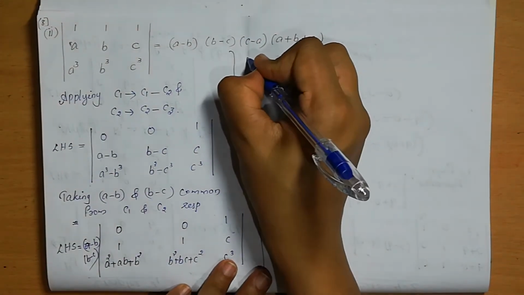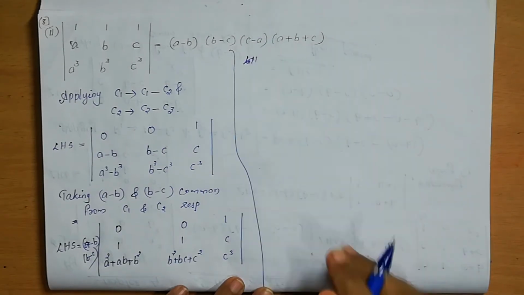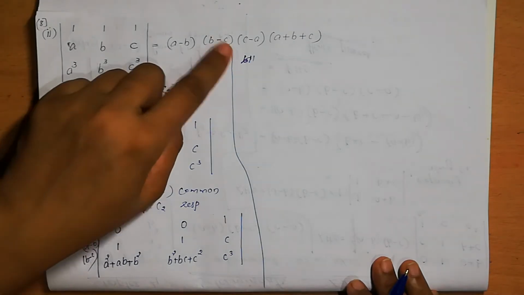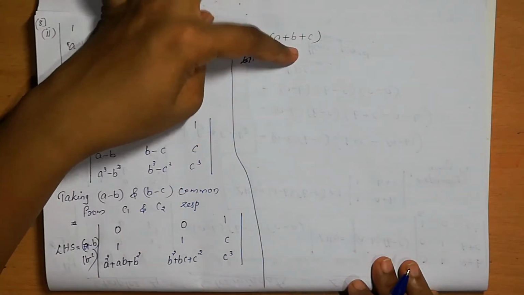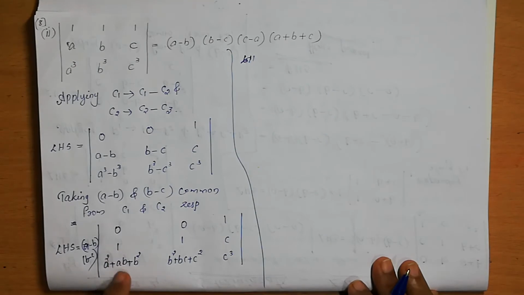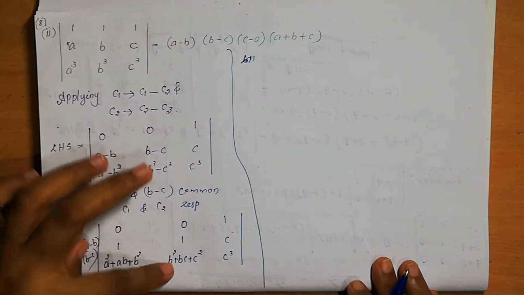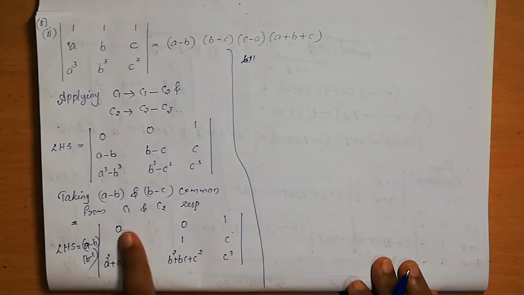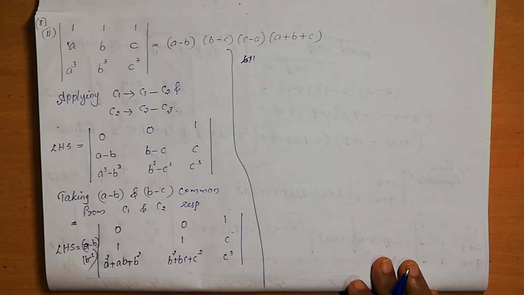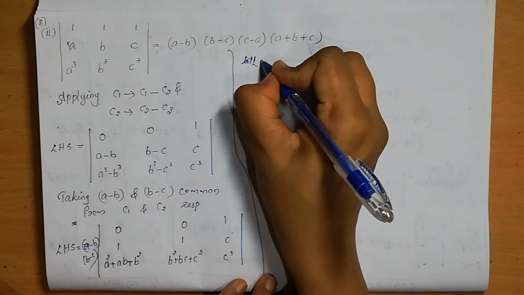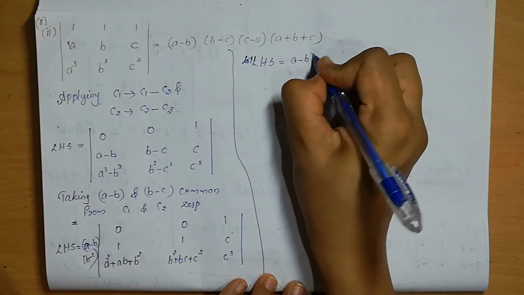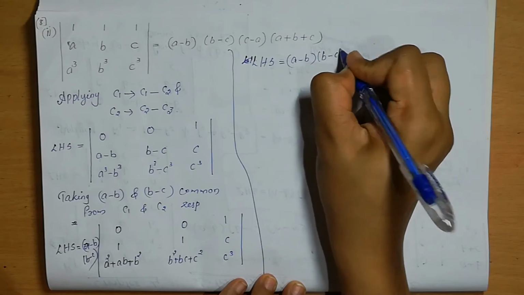Next, let's check if there is any other change. We got a − b and b − c, but these two parts are missing. If we are doing any subtraction and not able to get this value, what do we need to do? We can directly go for expansion. Here we expand along row 1 because row 1 has the maximum number of zeros. So the LHS equals (a − b)(b − c).